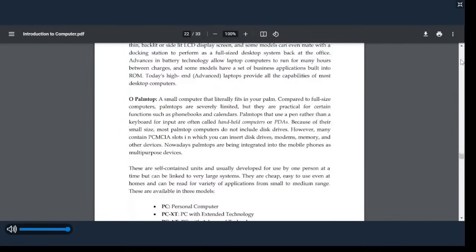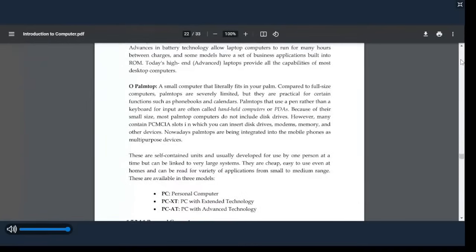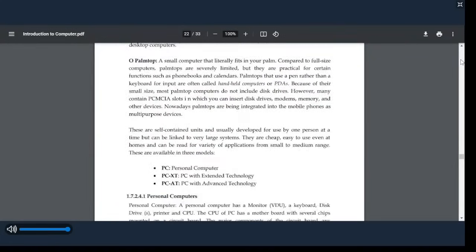They are self-contained units and usually developed for use by one person at a time, but can be linked in a very large system. They are cheap, easy to use even at home, and can be used for a variety of applications from small to medium range. They are available in 3 models. So we have the personal computers, then PCXT, PC with external technology, then PCAT, PC with advanced technology.